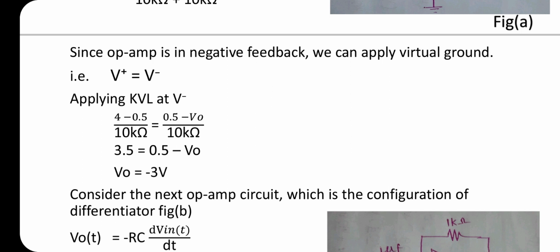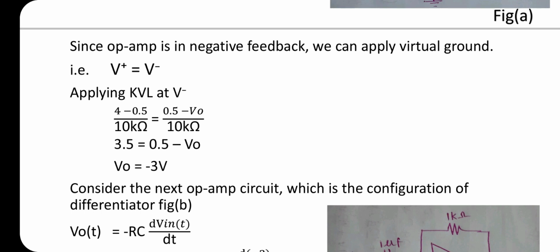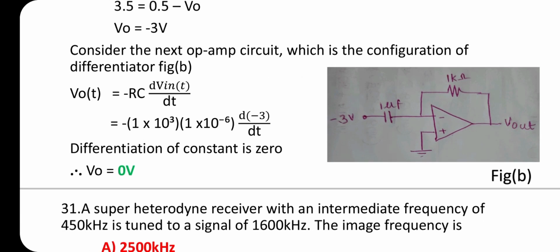Applying KVL at V minus, (4 minus 0.7) divided by 10 kilo ohm equal to (0.5 minus V naught) divided by 10K. After solving, we will get V naught equal to minus 3 volt. Consider the next op-amp circuit, which is the configuration of differentiator.